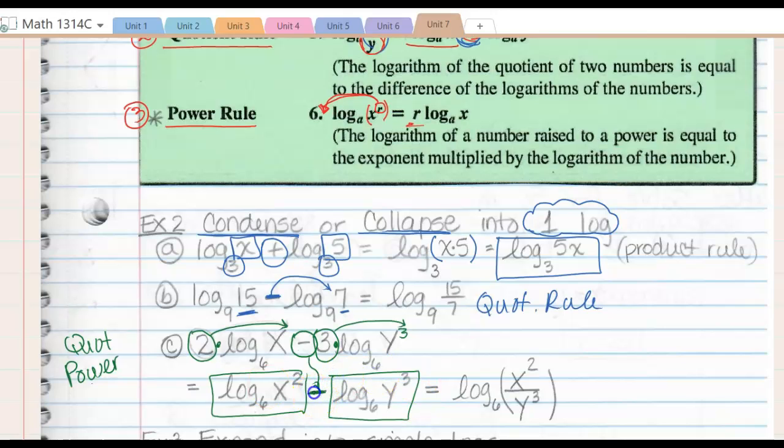Now I have this minus sign, so I'm using the quotient rule now. So I'm going to have log base 6 of x squared at the top divided by y cubed. Notice I'm only writing down one log, and I have combined or collapsed or condensed my 2 logs into one.